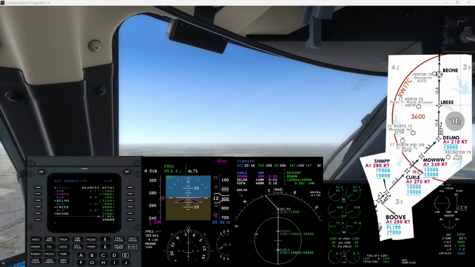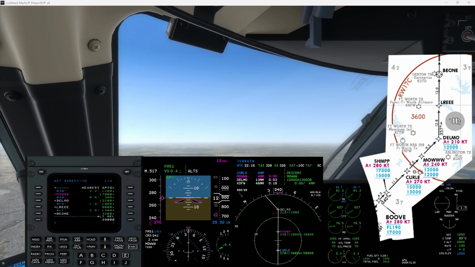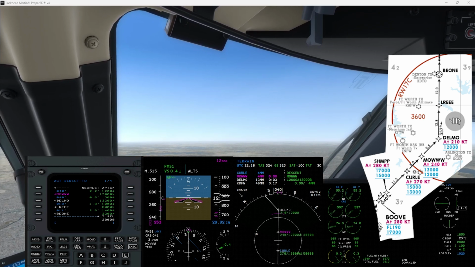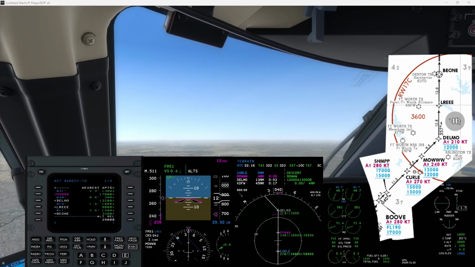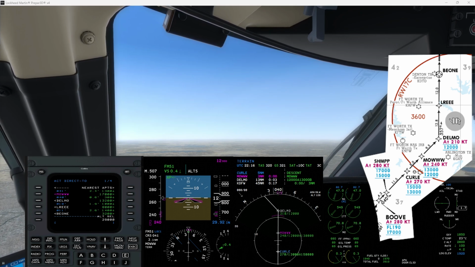So here, as you can see, I reduced the rate of descent significantly down to 400 feet per minute, and I'm going to bring the power to idle, and I'm slowing down to 240 knots.